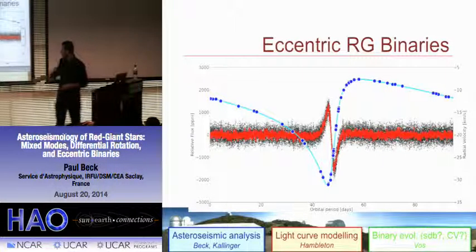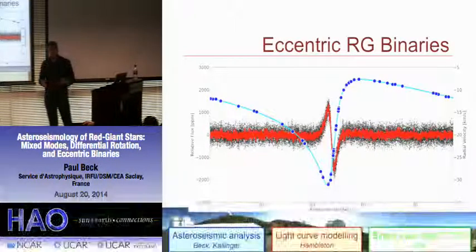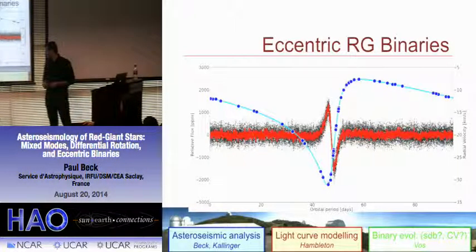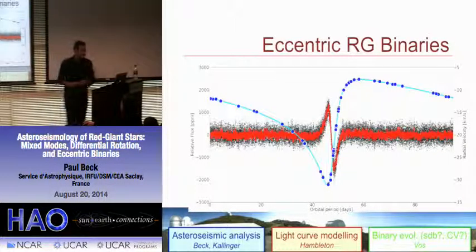And we think that those systems can be progenitors of sdB stars, sub-dwarf B stars, also known as cataclysmic variables. So that's an idea we were following.